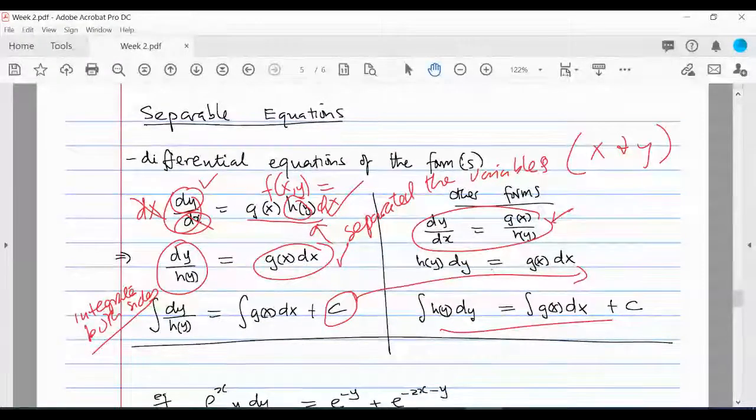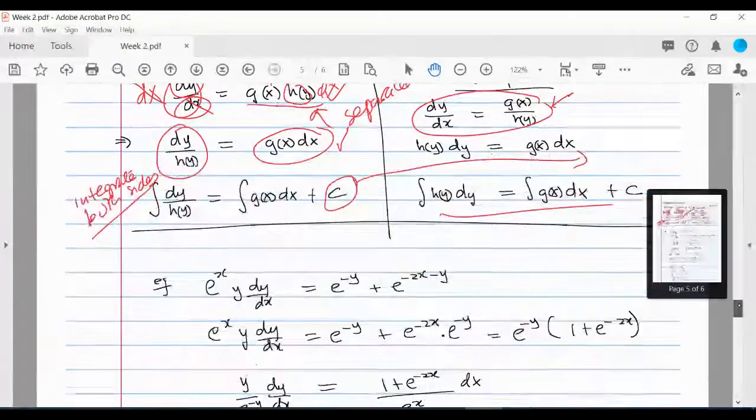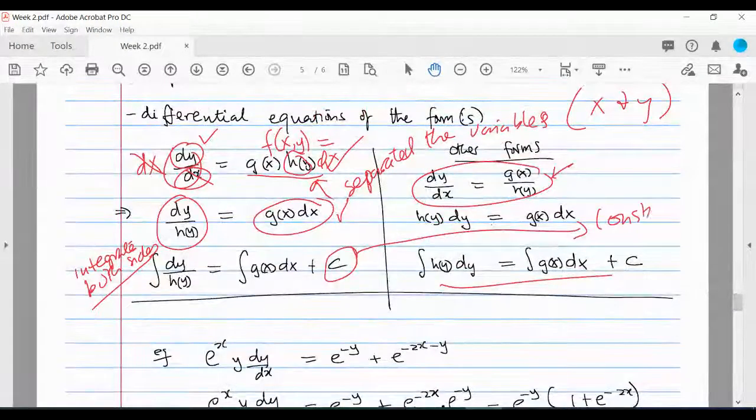All right, so C is our mother-in-law. We should not forget her. And if you leave that out, it is a punishable offense. So that's a constant of integration.